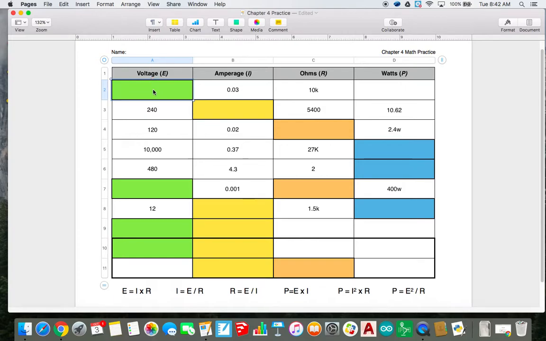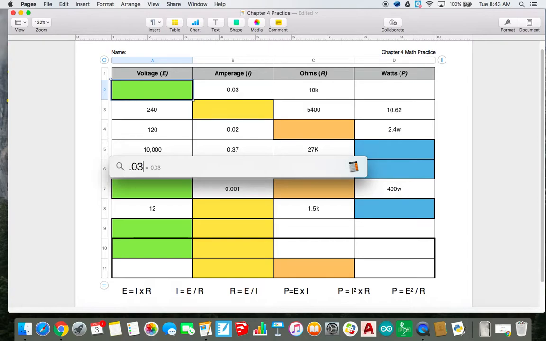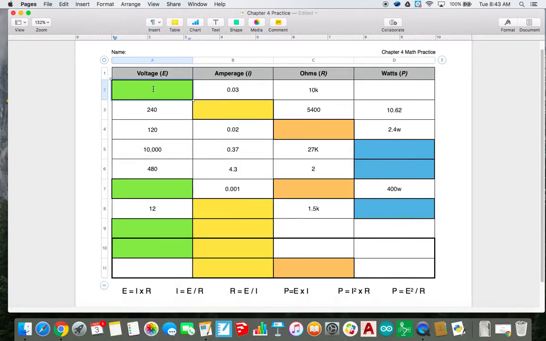So if you remember from Ohm's law in Unit 1, how do you find voltage? You should know this. This should be in your head. You should not forget this. But voltage is amperage times ohms, or I times R. Okay? So I go ahead and I get 300 for my voltage. Okay? So we'll check that one off. You can write that one in.